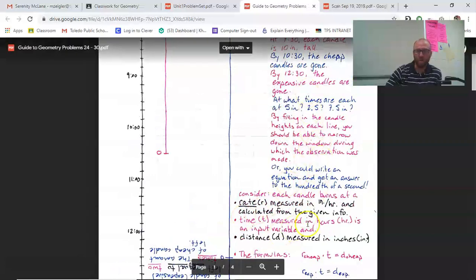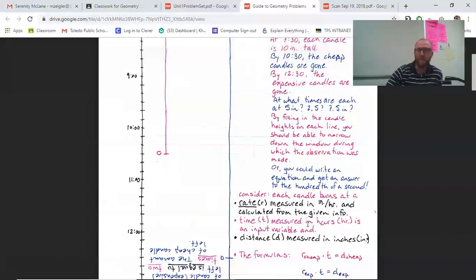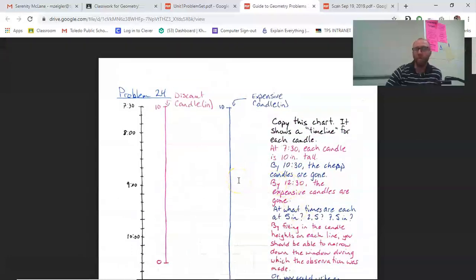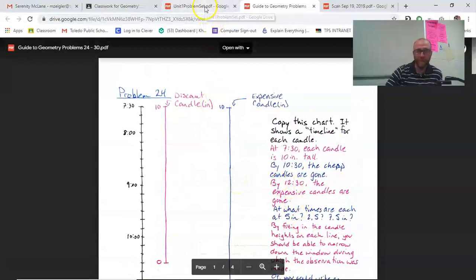All this stuff here, by the way, read it, but don't copy it all down, right? It's not part of what I'm asking you to copy down. Just a timeline with these two intervals, one for each type of candle.